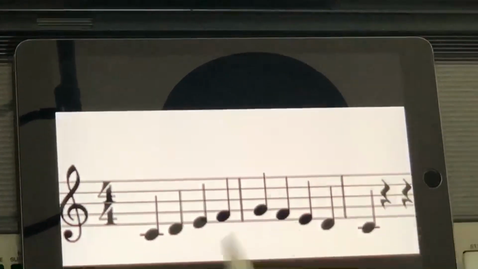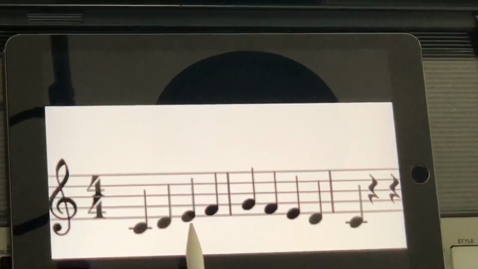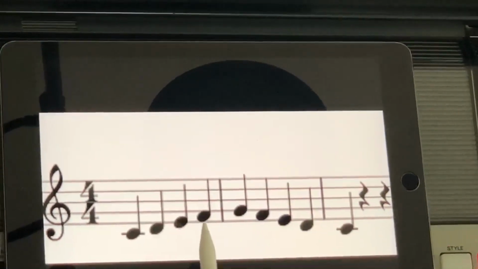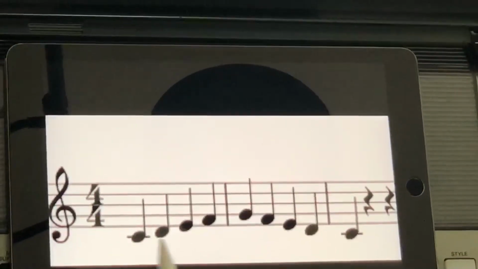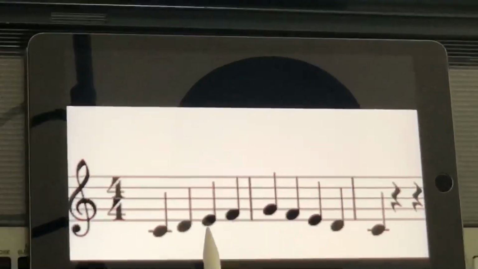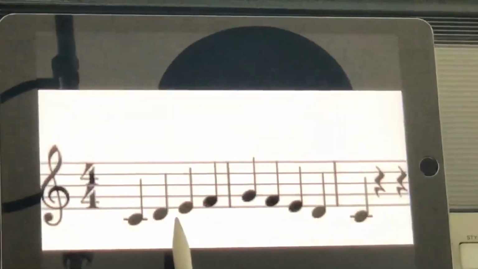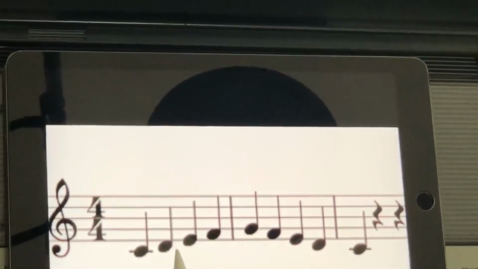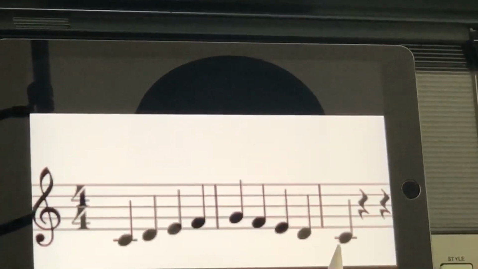So, for example, if we look at this, this note is on the line, whereas this note is between the 2 lines. If we look at the first line, we will find that there is this note. This note is on the first line. You can remember this note as E.